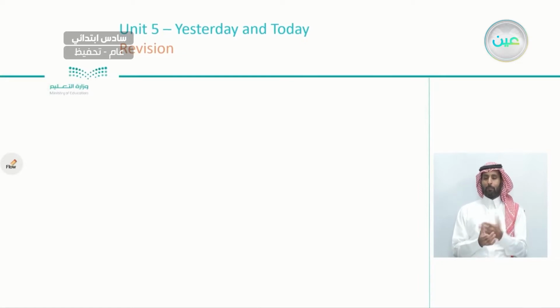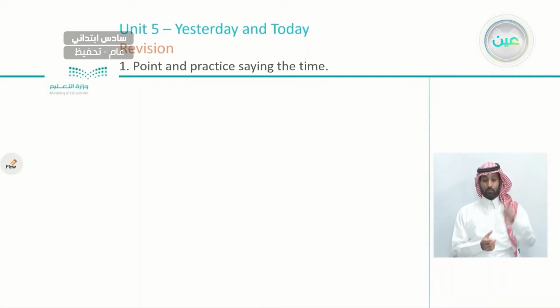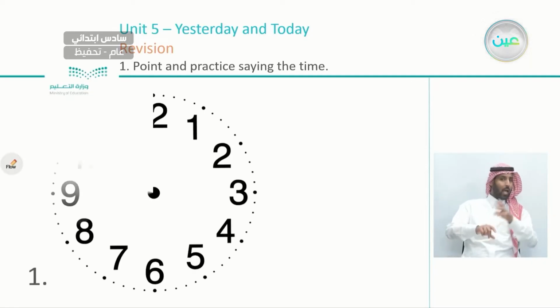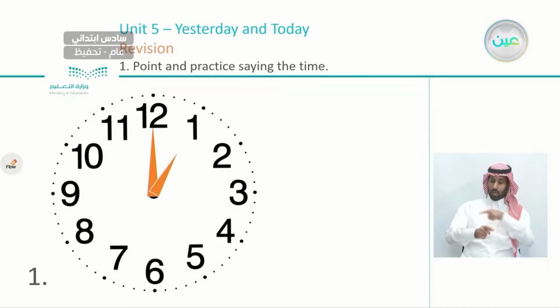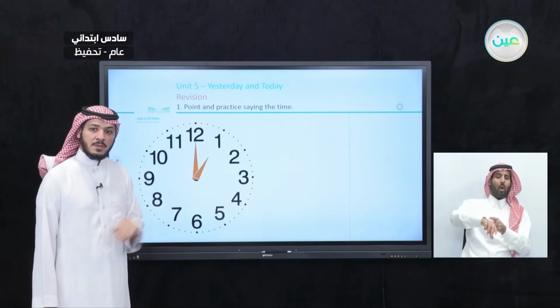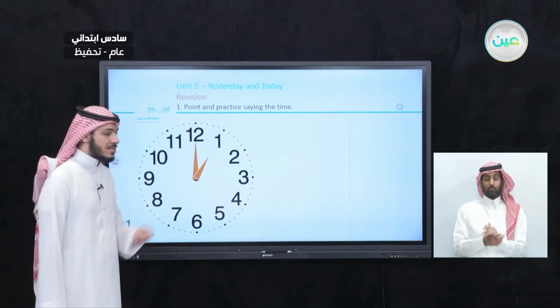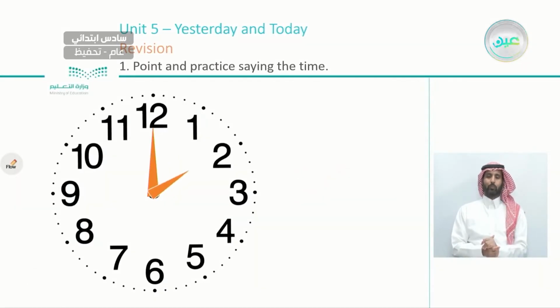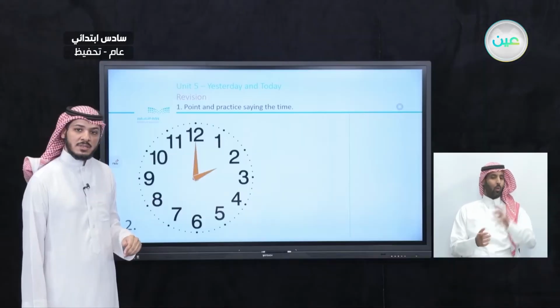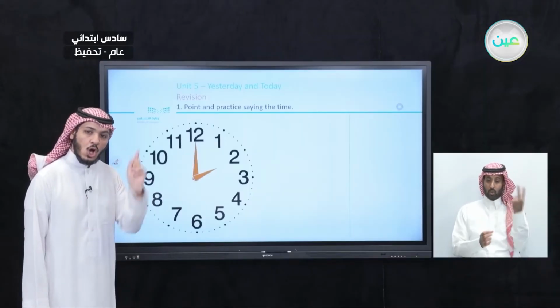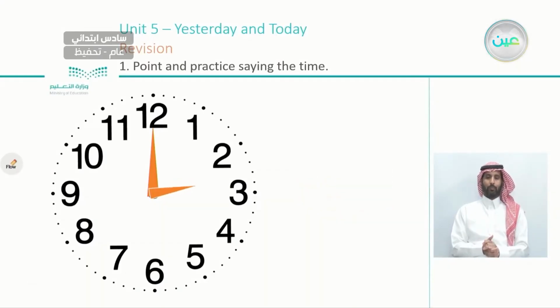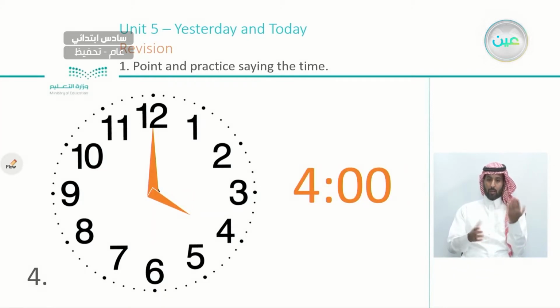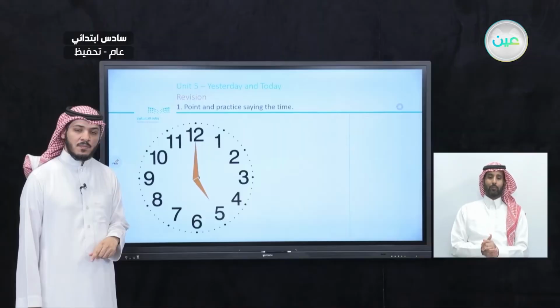Okay, now we have this question, point and practice saying the time. So number 1, we have this clock here, and can you tell me what time is it here? It is 1 o'clock. Excellent. That's right. What about this? What time is it? It's 2 o'clock. Excellent. What about this? 3 o'clock. That's right. What about this? 4 o'clock. Excellent.